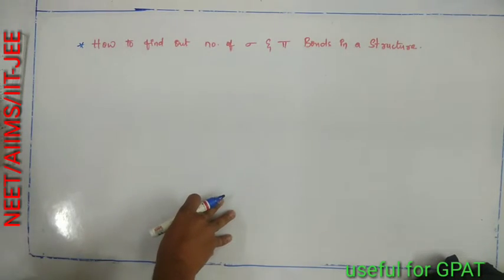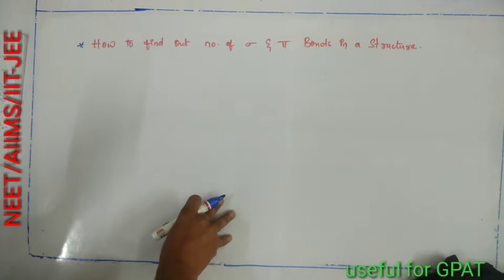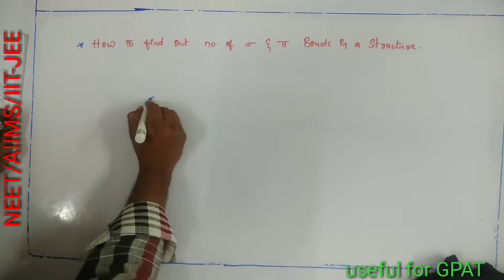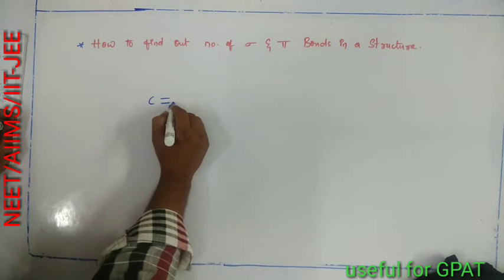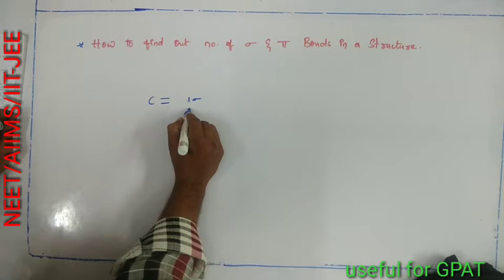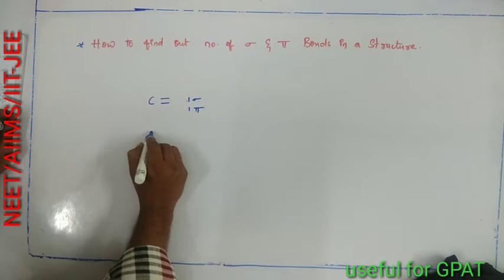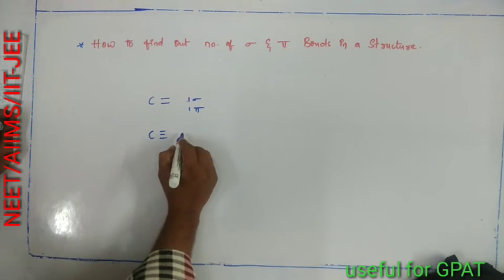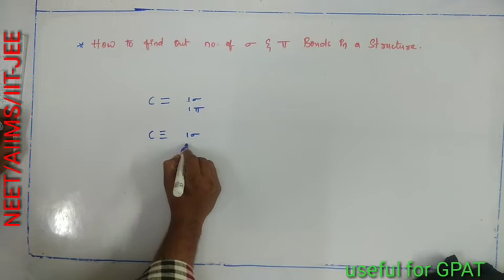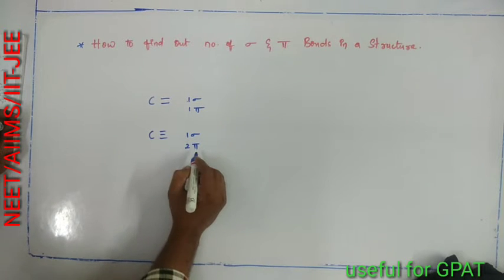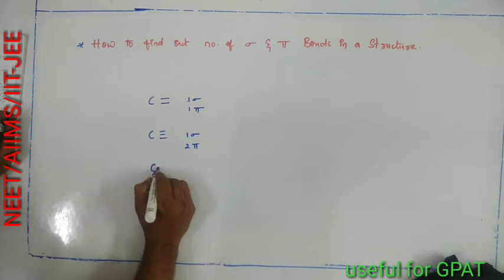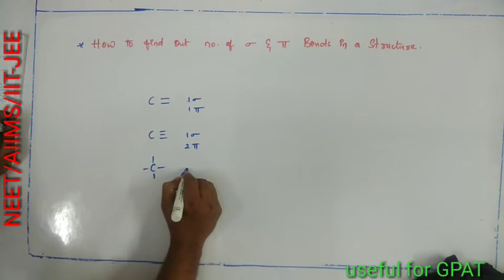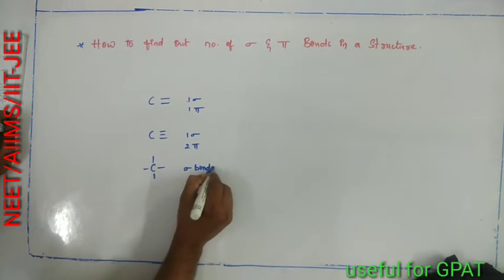How to find out the number of sigma and pi bonds in a structure. To find the number of sigma and pi bonds in the given structure, you have to keep in mind that whenever carbon has a double bond, one sigma bond and one pi bond are present. Whenever carbon has a triple bond, one sigma bond is present and the remaining two are pi bonds. Whenever carbon has all single bonds, all are sigma bonds only.